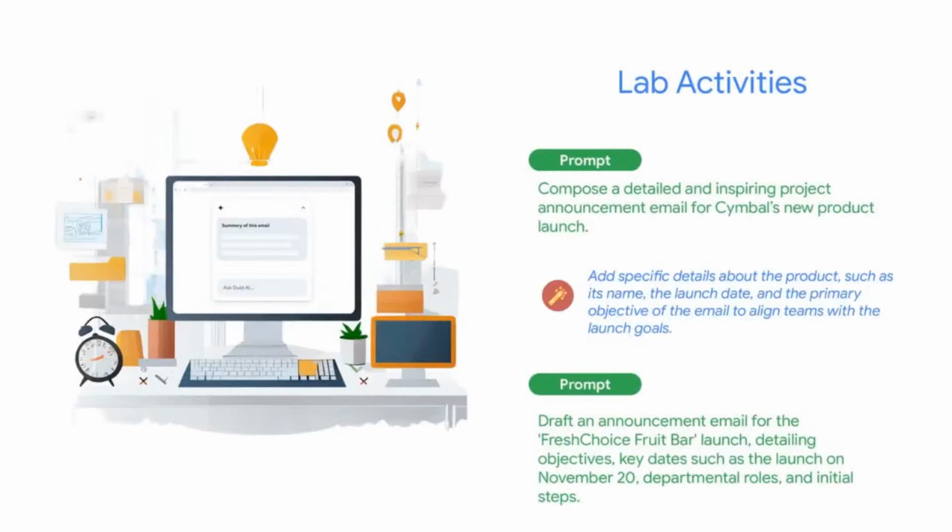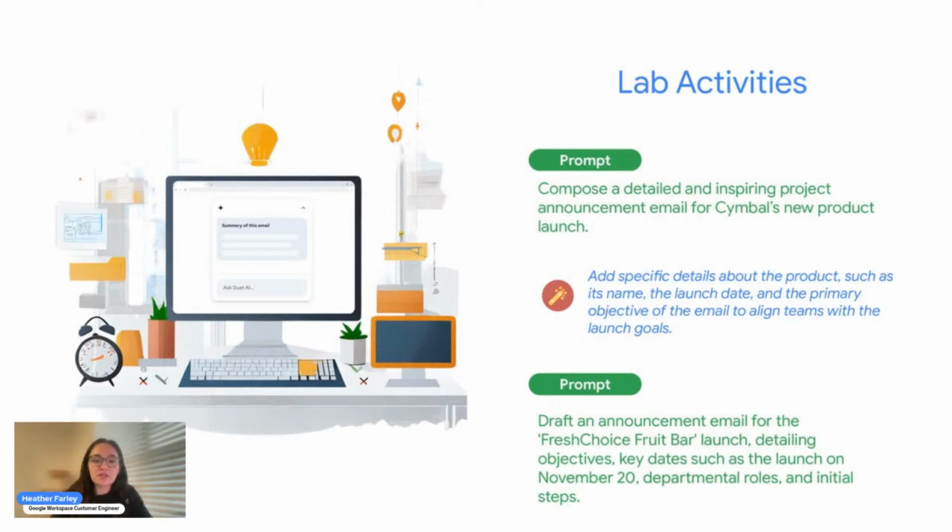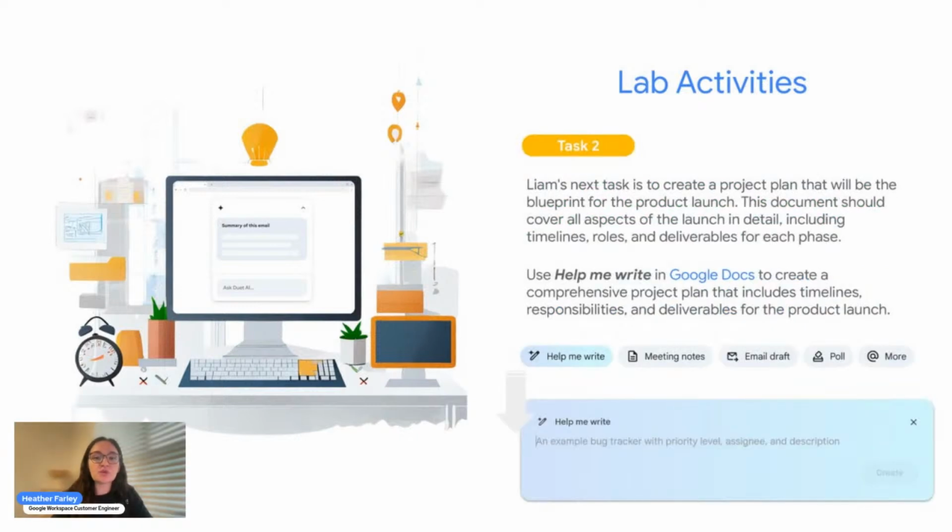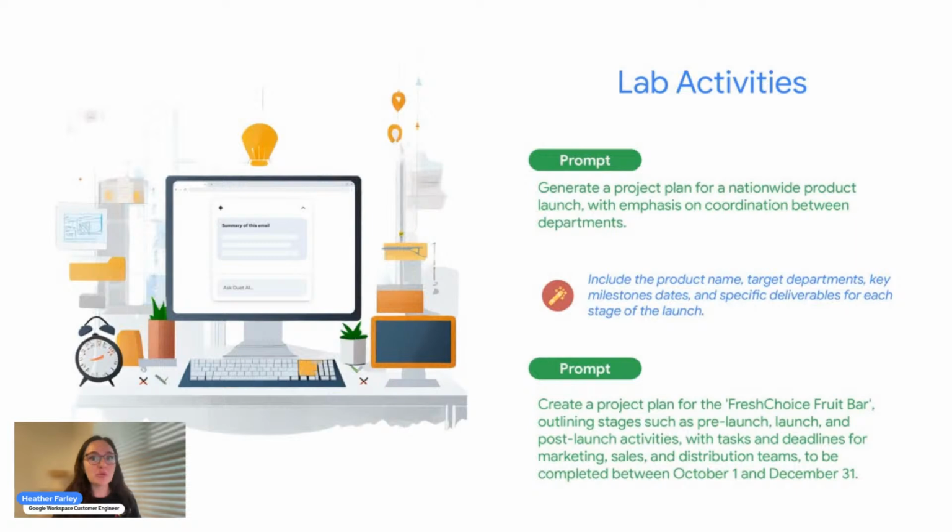So now that we have helped Liam accomplish an email announcement, what Liam can now do is start to create a project plan. This is intended to be the blueprint for the product launch. This is another great use case that is really common within my customer conversations: how can I create project plans for my organization? How we can help Liam and also yourself do this is we can go into Google Docs and we can generate a project plan for a nationwide product launch.